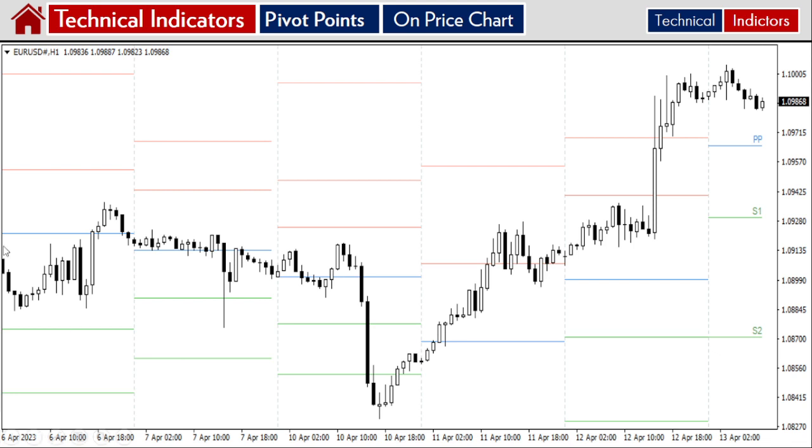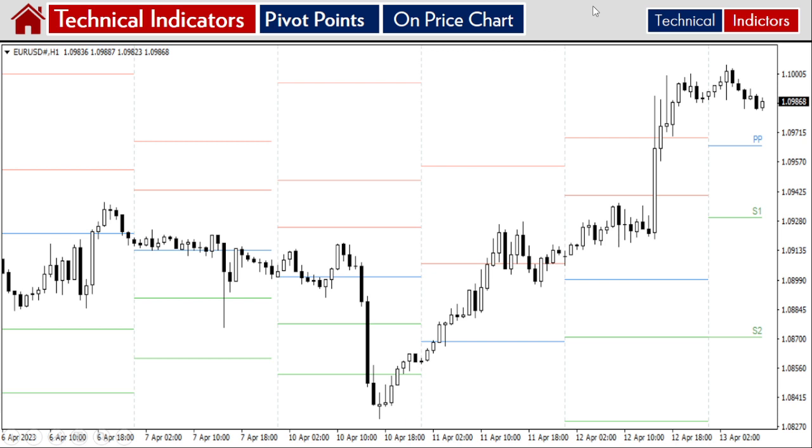So this is your Euro USD H1 price chart, and when we apply pivot points, you see these dotted lines, these separators. It actually tells us that this is one day, right? And these are some red lines, this is one blue line, and some green lines below. So the blue line is in the middle, red lines above, and green lines below, and these are just separators. These two separators tell us that this is the day of 7th of April, right? And then there is Saturday or Sunday, and after that it's Monday, the 10th of April.